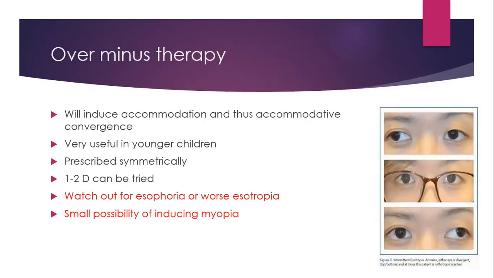So what is over-minus therapy? As Dr. Akila had also mentioned, it will induce accommodation and thus accommodative convergence. It is very, very useful in younger children. And usually the power is prescribed symmetrically. About 1 to 2 diopters can be tried, but we have to be very careful to watch out for esophoria or worse esotropia in these cases with glasses, and the small possibility of inducing myopia, as even sir had told about this.